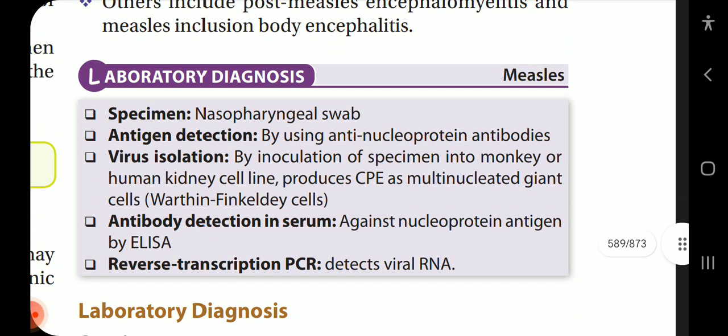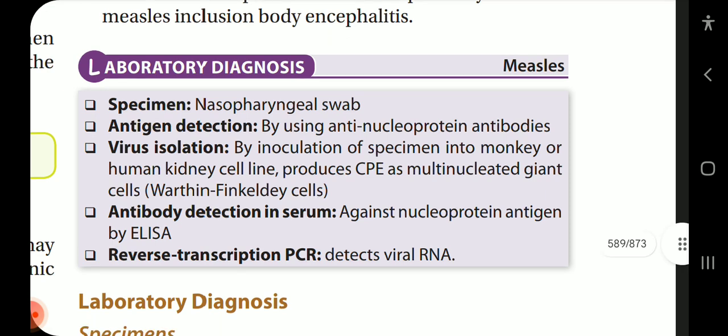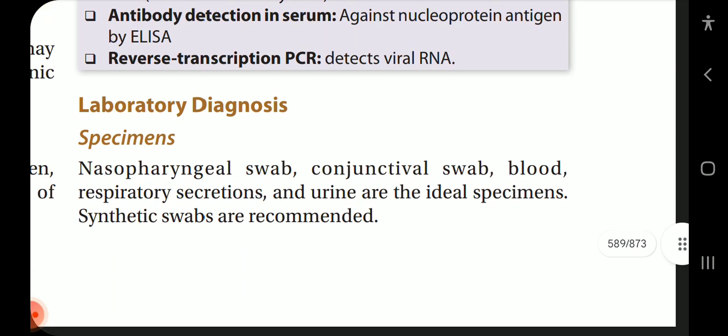Lab diagnosis of measles. Specimen: nasopharyngeal swab. Antigen detection by using anti-nucleoprotein antibodies. Virus isolation by inoculation of the specimen into monkey or human kidney cell line produces CPE as multinucleated giant cells, Warthin-Finkeldey cells. Antibody detection in the serum against nucleoprotein antigen by ELISA, and reverse transcription PCR detects viral RNA.